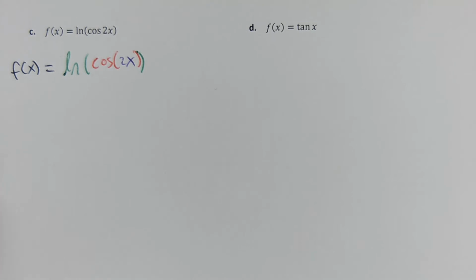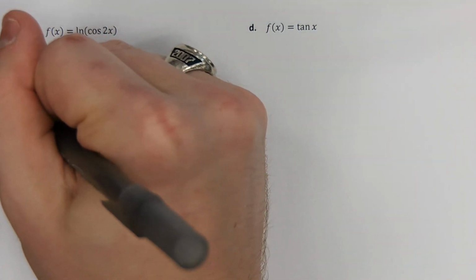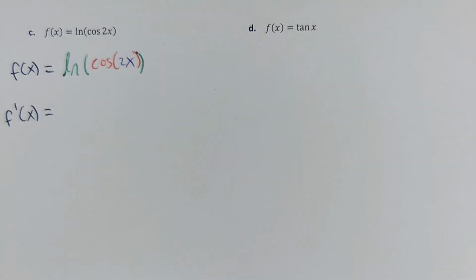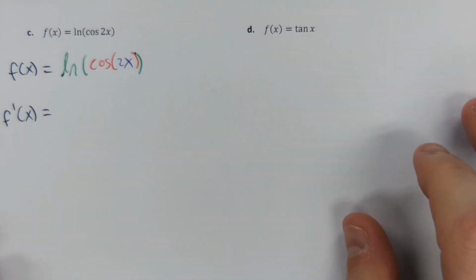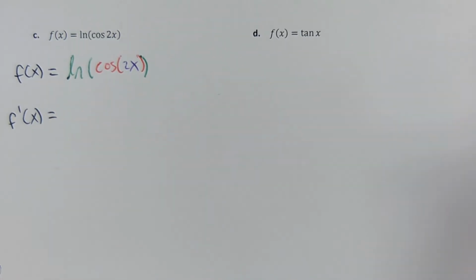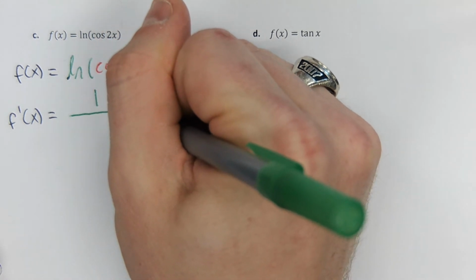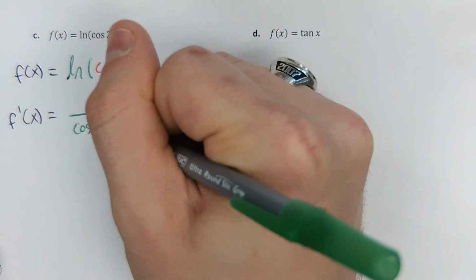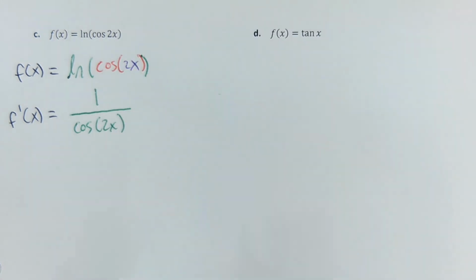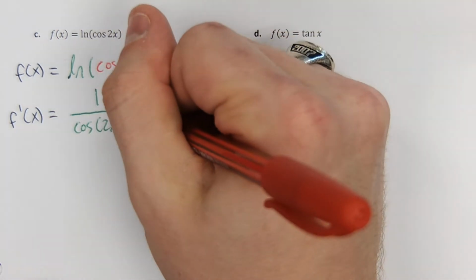We'll tackle the green stuff first. F prime of x: the derivative of any ln is going to be 1 over its inside. So the derivative of the green will be 1 over its inside, cosine of 2x. But then the chain rule says that you have to do the derivative of that inside, which is the derivative of cosine, which is in red. So times.